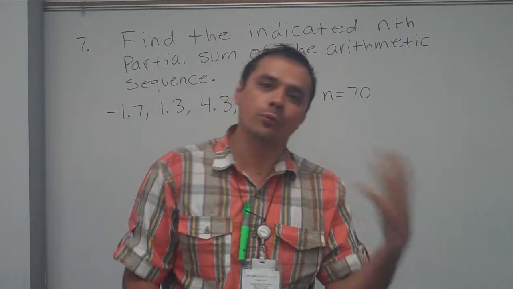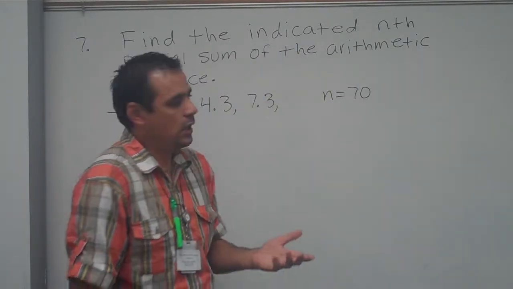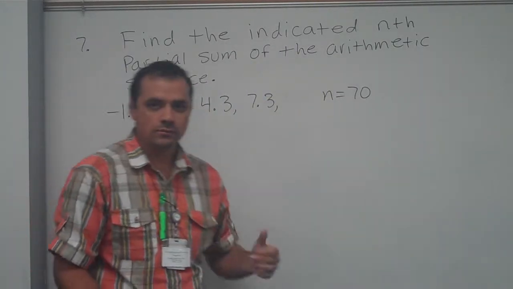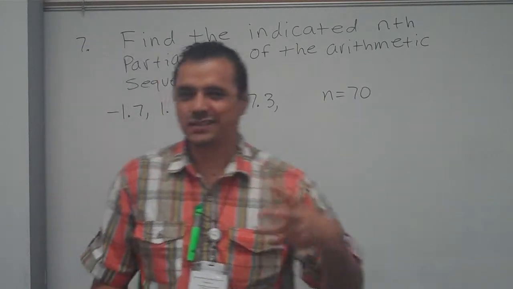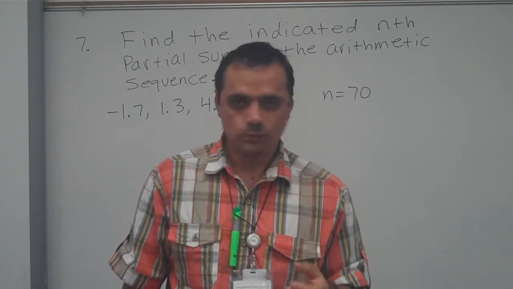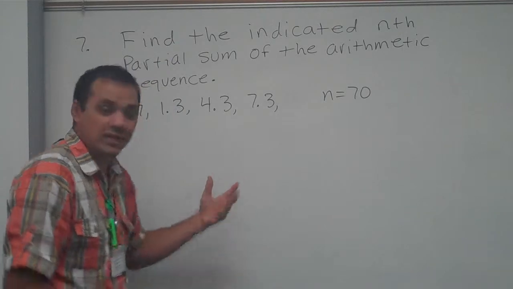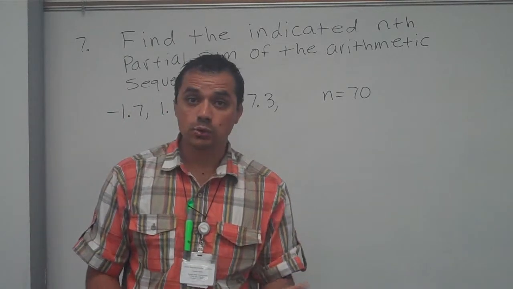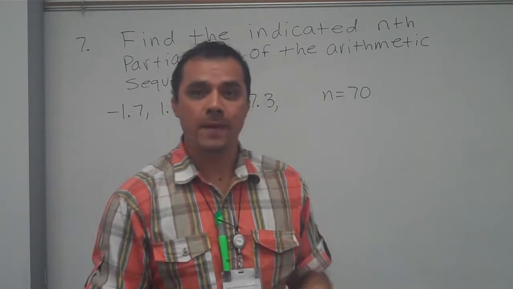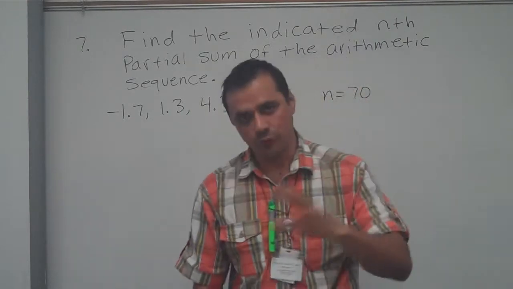There are different ways to approach this problem. Obviously, you could list the first 70 terms and add them by hand. But does that really make sense to do? The answer is no. You don't want to do that. So there is a formula way to do this. And you will notice in your IB packet, there were actually a couple of formulas.